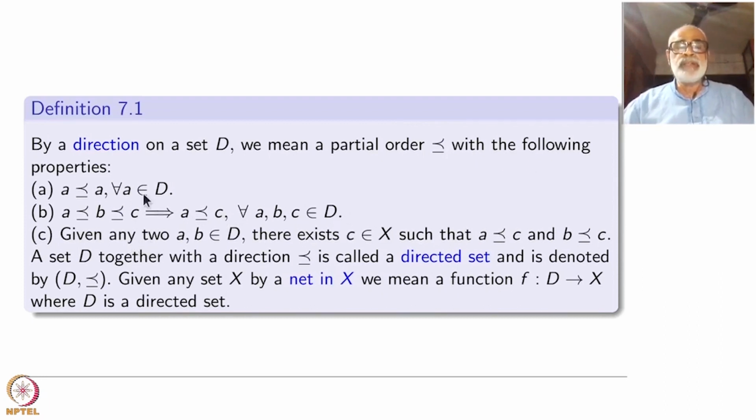Then there is a third one which makes it a direction. What is the direction? This is more important. Given any two elements a, b inside D, there is a third one which sits over both of them, or you may say which follows both of them: a is less than or equal to c, b is less than or equal to c. a and b are given, there must be such a c. If a relation like this satisfies a, b, c, I will call it a direction. A set together with a direction is called a directed set and is usually denoted by (D, prec) or (D, less than or equal to), whichever one you want to read. Quite often, as usual, we will not mention this when it is understood. We will say D is a directed set.